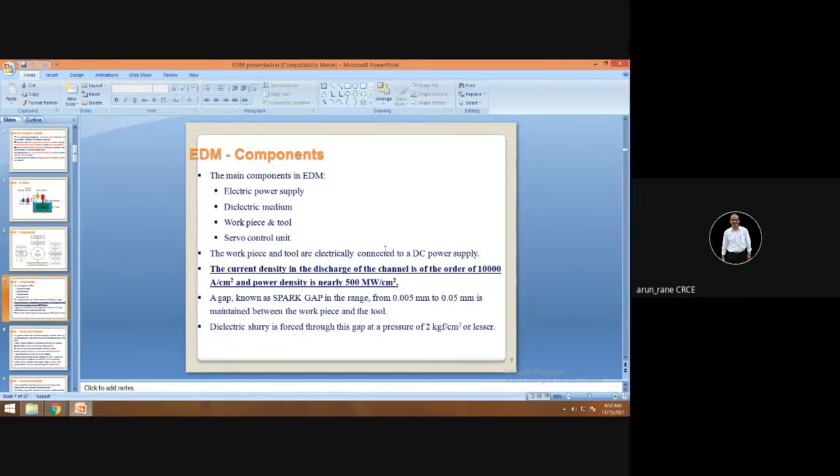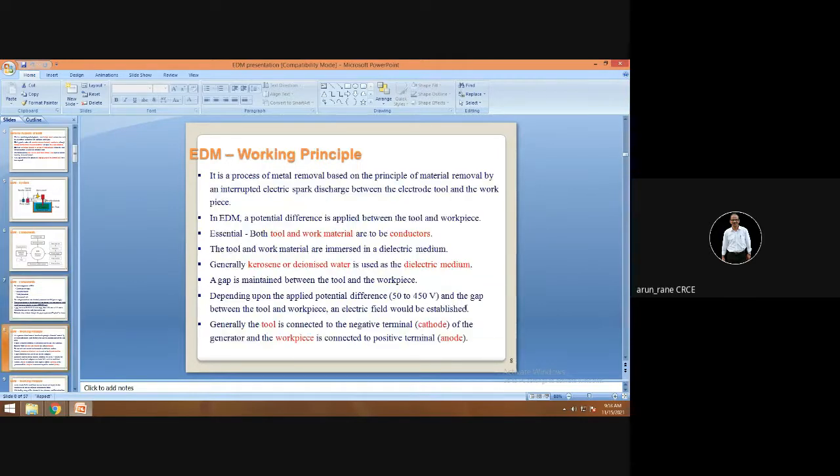And the gap between the electrode and the workpiece is called the spark gap, and that is in the range of 5 microns to 50 microns, that is 0.005 millimeter to 0.05 millimeter, which is maintained between the workpiece and the tool. And the pressure of the dielectric between the electrode and the workpiece is around 2 bars, that is 2 kg per centimeter square.